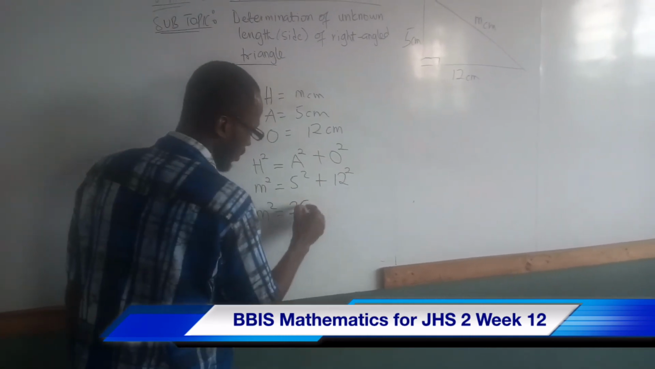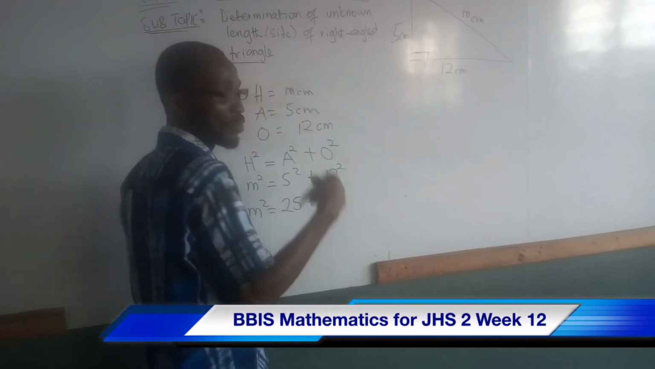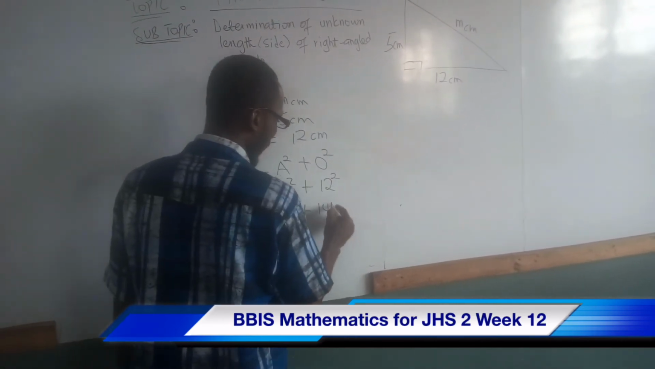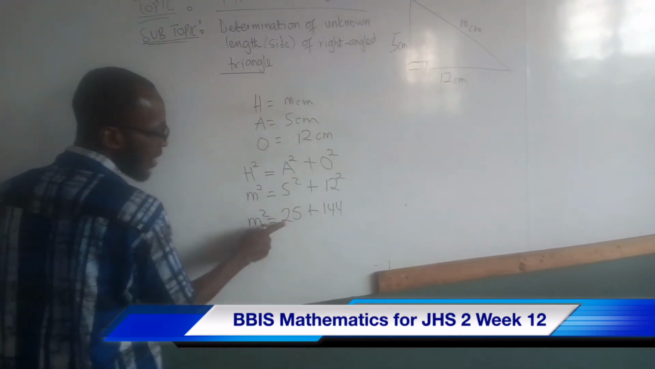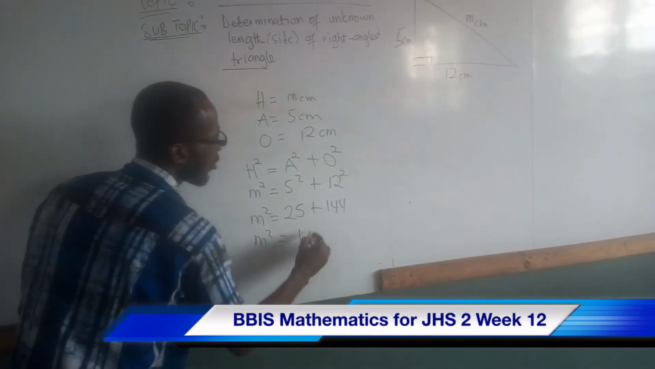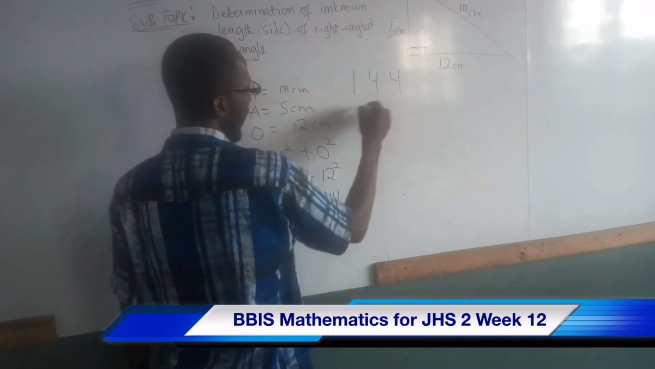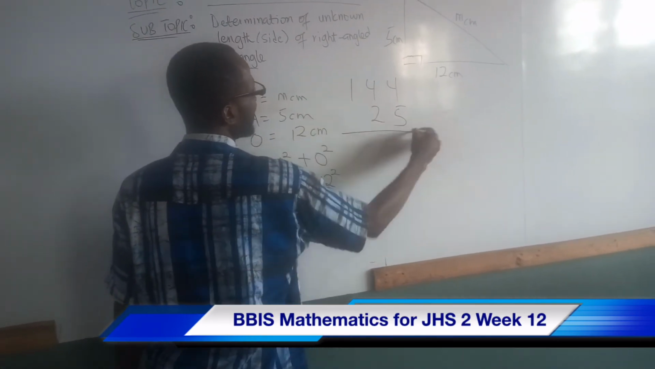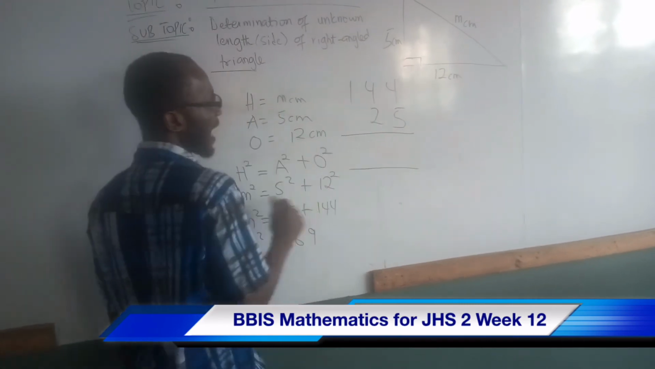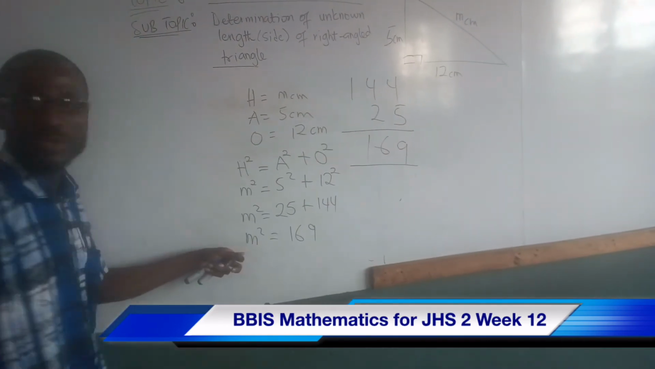Good. So giving us what? 25. Once again, 12 squared means what? 12 times 12. You know 12 times 12 is what? 144. And when we add 144 and 25, what are we going to get? We are going to get 169. How did you get that? 144 plus 25, placing all digits at their right places. So we have 169. But we are looking for m.